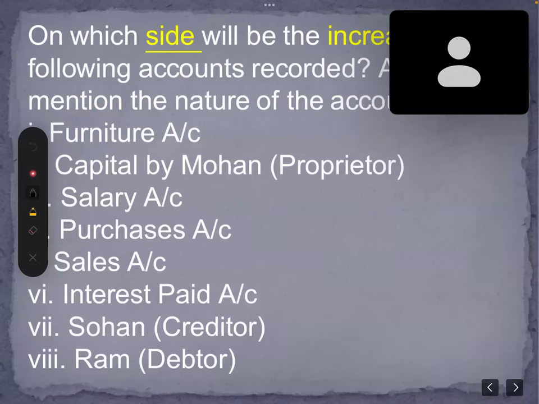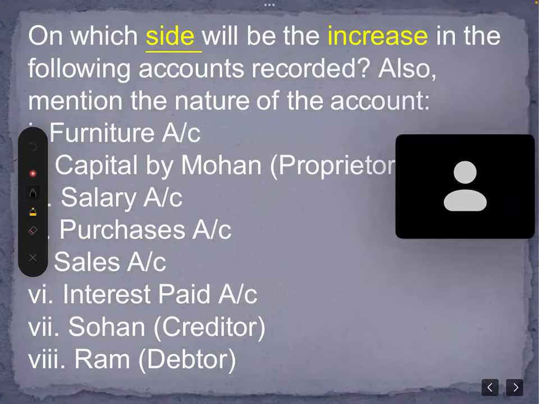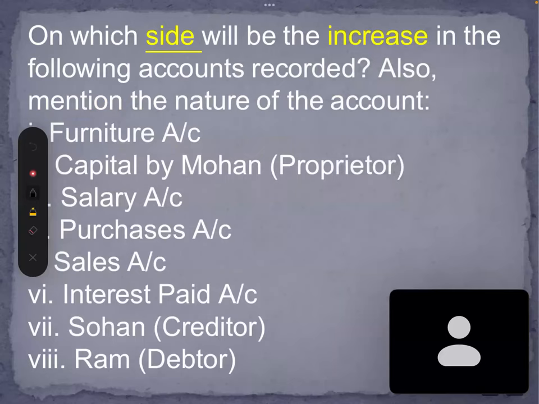next variety of question. This is the information on the basis of which you just need to identify on which side of the account these should be recorded. Question says, on which side will the increase in the following account be recorded. Now the question makes it specifically clear that these items are increasing. You just have to determine on which side of the account these items need to be recorded. You don't have to determine the account wherein it should be recorded. You just have to tell me the side. So first item is furniture. If furniture increases, tell me on which side of the account we should record. Debit side. Yes, because furniture is an asset, and if asset increases, we should debit it. Therefore, it should be debited.